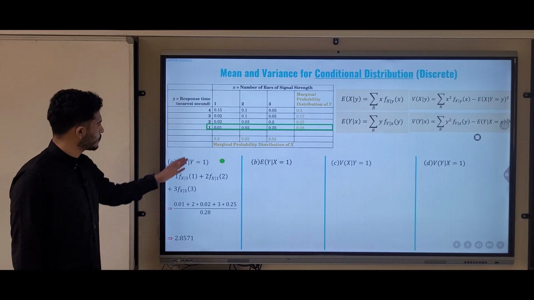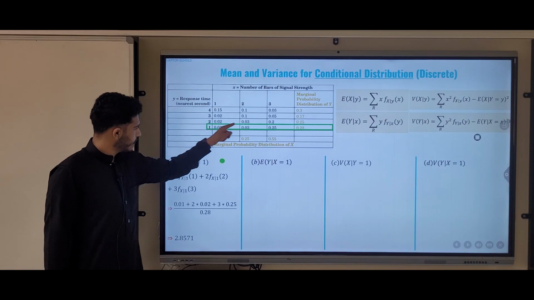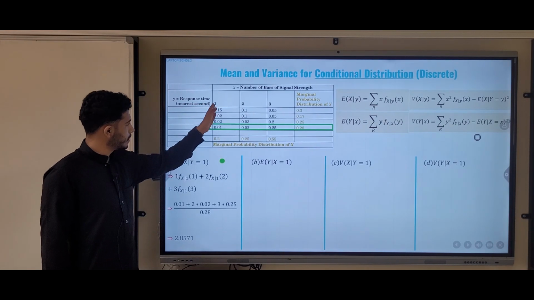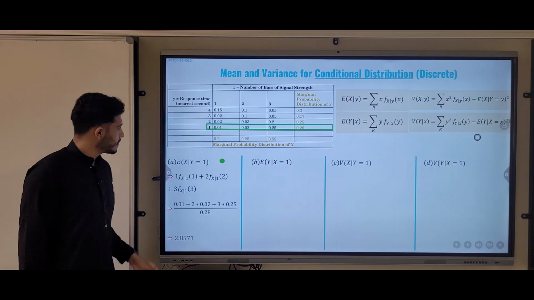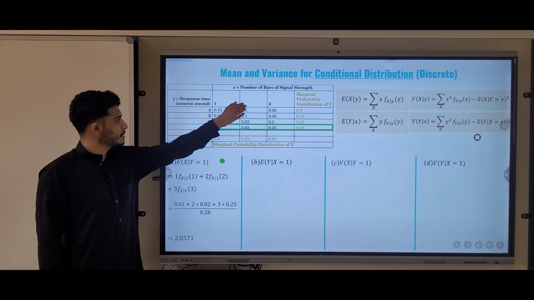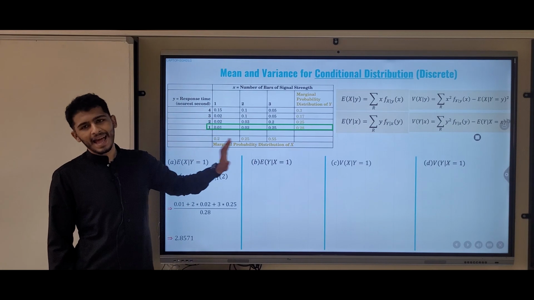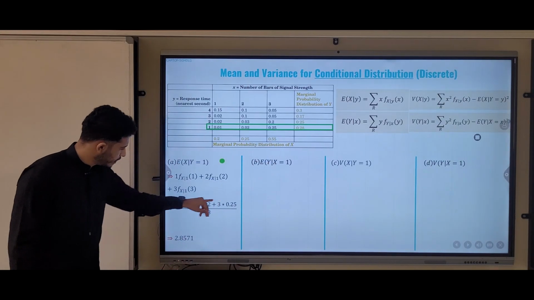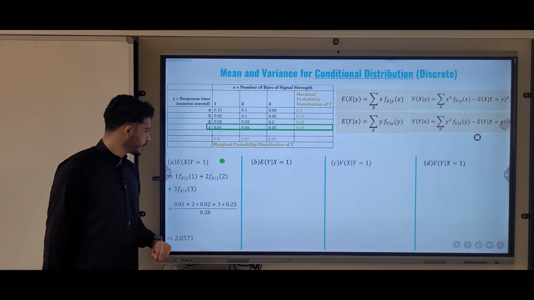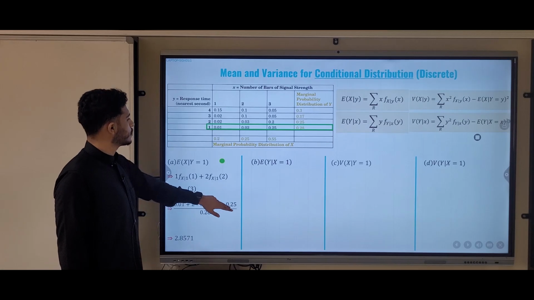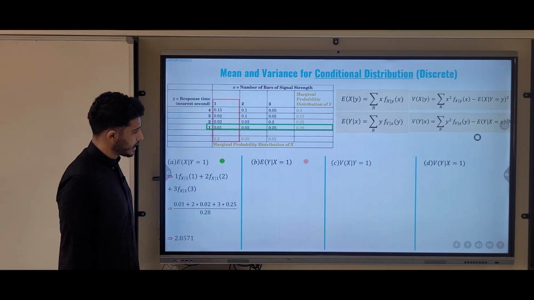So what we did is we took these values, then multiplied each one of them with the outcome, like we are finding an expected value, and then at the end, we took the marginal and divided by it here, okay? So that's basically it. Let's go to the expected value of y, given that x equals 1.